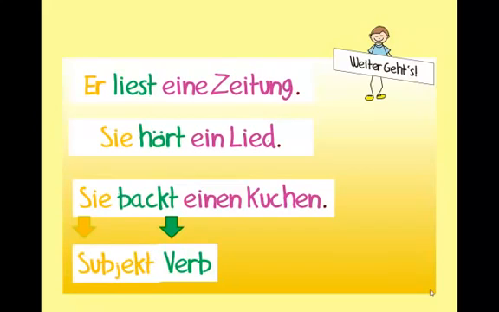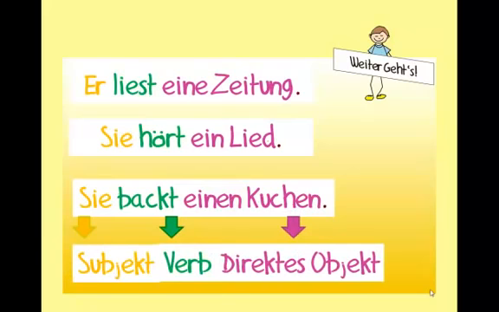Then we form the question with the subject and the verb together, leading us to the direct object of the sentence. So who is reading? Who is listening? What is he reading? What is she listening to? What is she baking? And that led us to the direct object of the sentence.